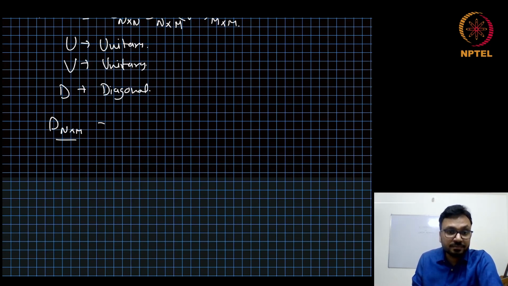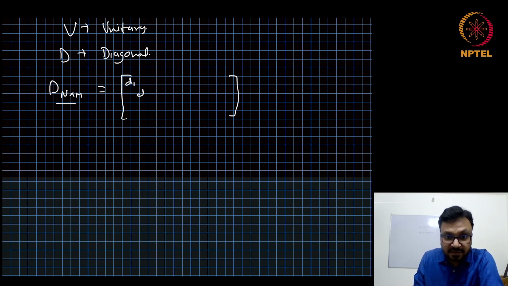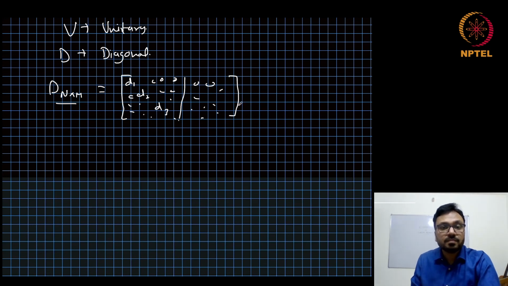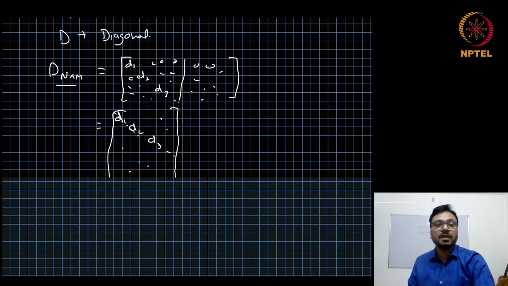What do we mean by a diagonal? Of course there can be two types of diagonals. One is this type of diagonal. Then the diagonal matrix will look like D1, D2, D3, and so on, and the rest everything is 0. There is another type of diagonal matrix, where we have D1, D2, D3, and everything else is 0. So this is what we mean by a generalized diagonal matrix.